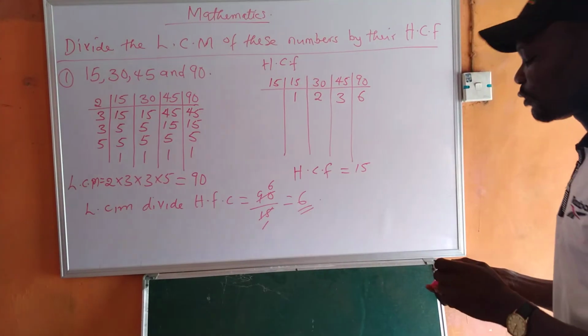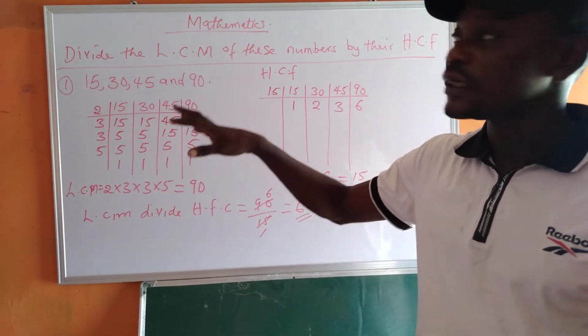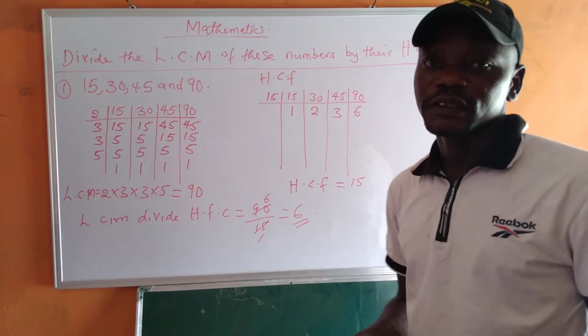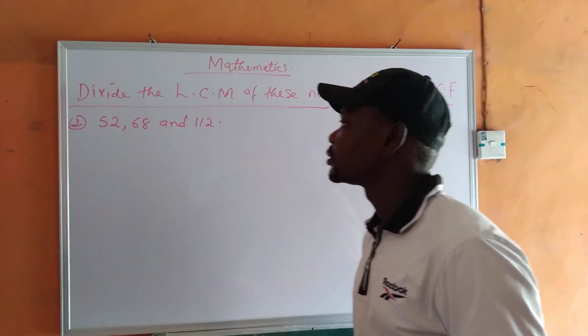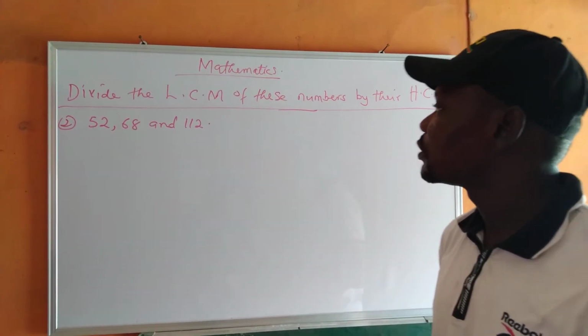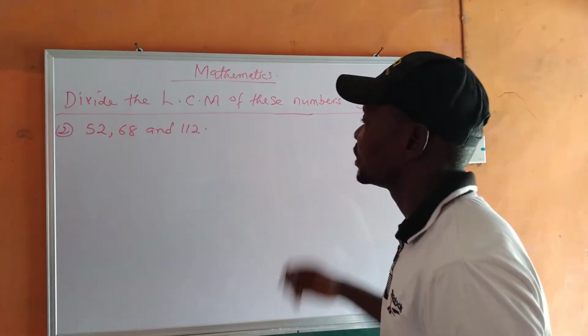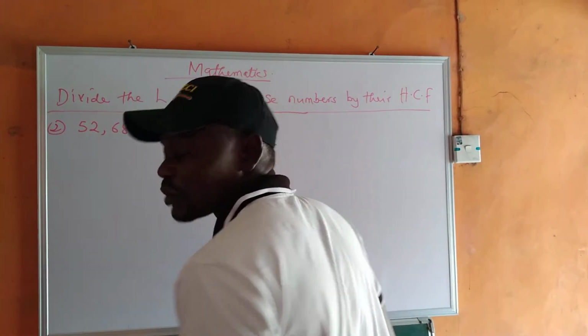So this is how to find something like this when you are asked to divide the L.C.M of any number by the H.C.F. So let's consider example 2. Now we are considering example 2 of our previous work. We are dividing the L.C.M by the H.C.F. So let's find the L.C.M of these three numbers first.